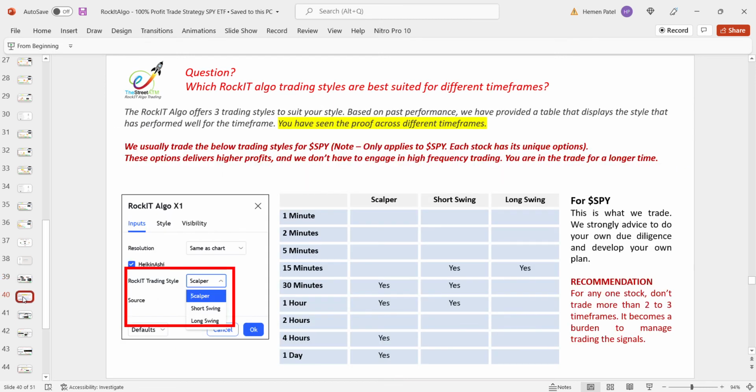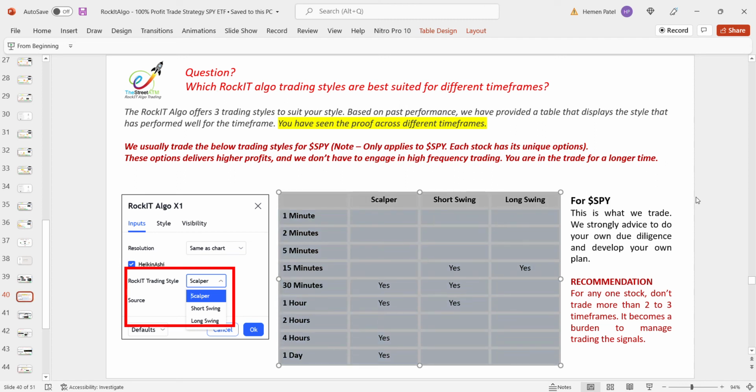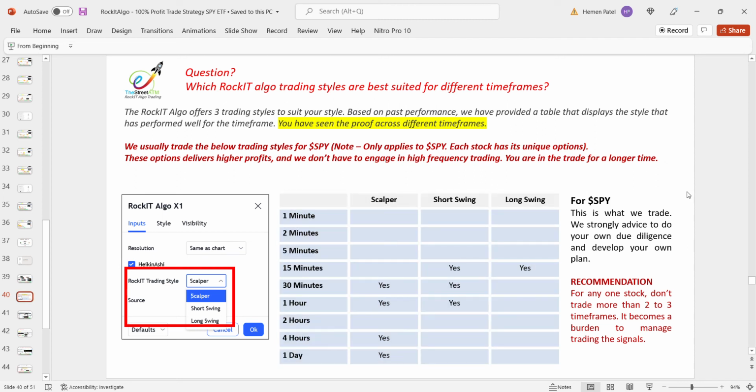Okay. Second, which RockIT Algo trading styles are best suited for different time frames? So we've laid it out here for SPY. Remember, this is for SPY. You have to do your own due diligence, but for SPY, this is what we trade.